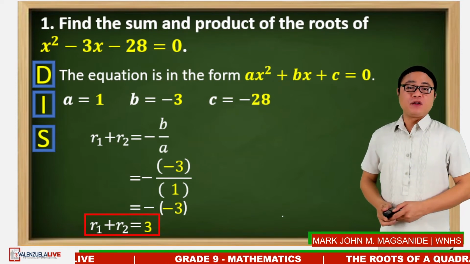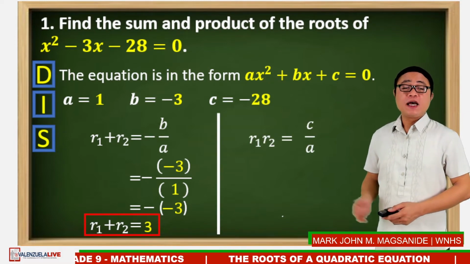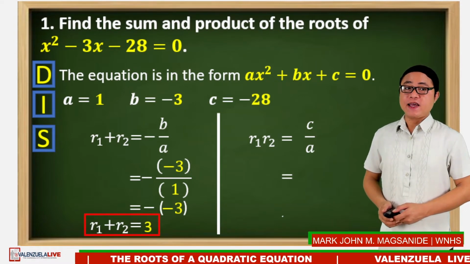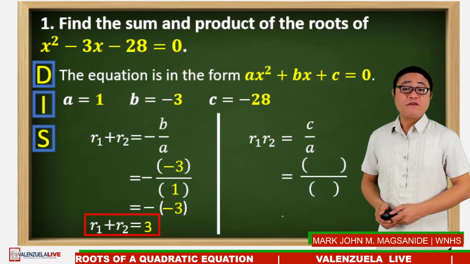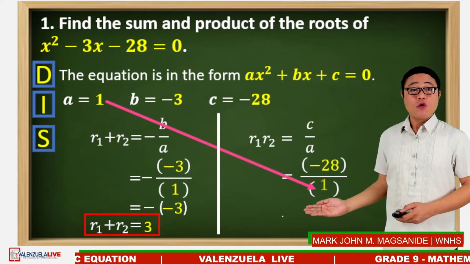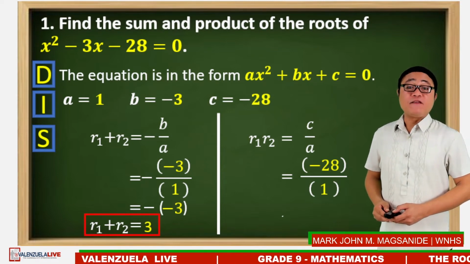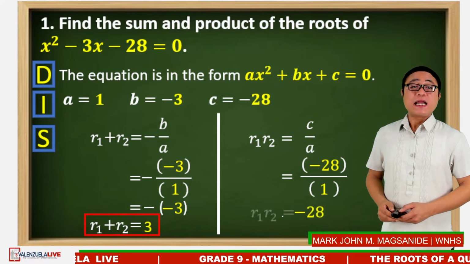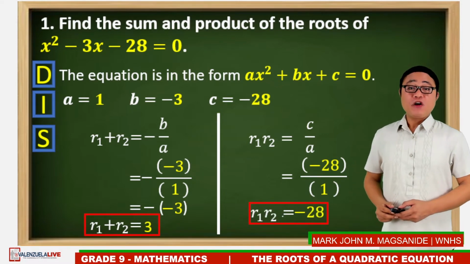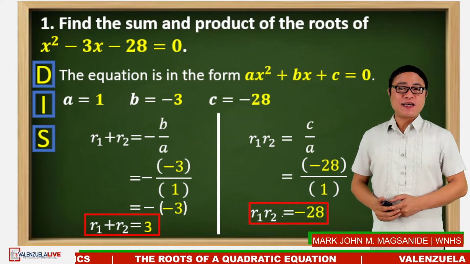For the product of the roots, we will use this formula. Fill in the value of C and A. We have C is equal to negative 28 and A is equal to 1. Negative 28 divided by 1 is equal to negative 28. Therefore, the product of the roots is negative 28. Did you get that? Let us try more examples.